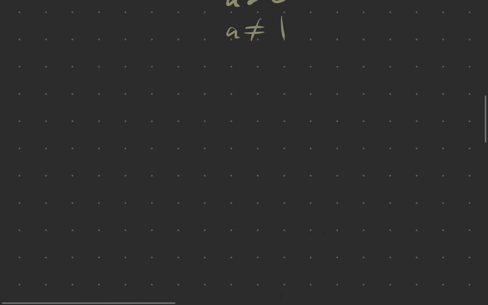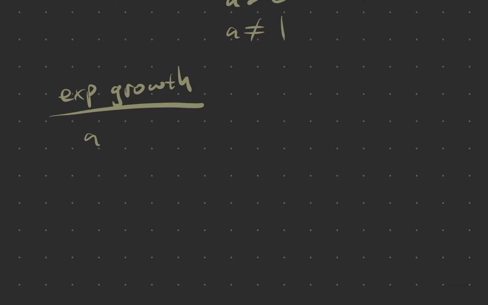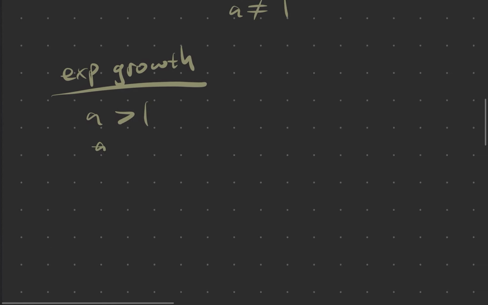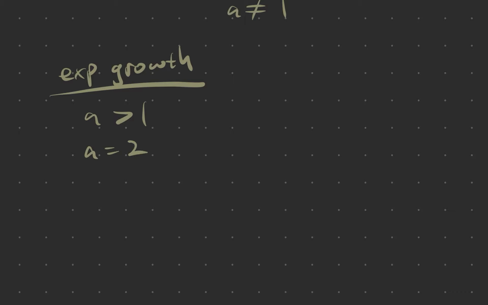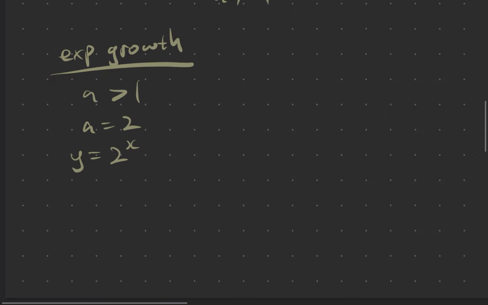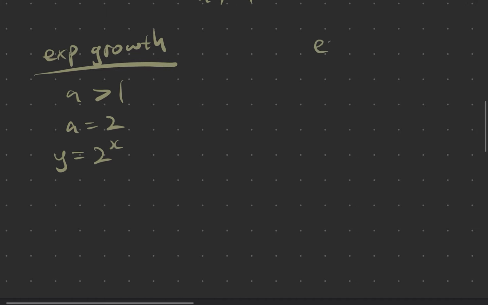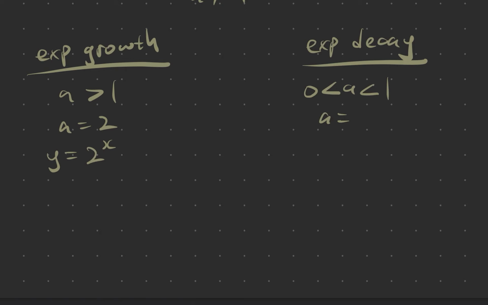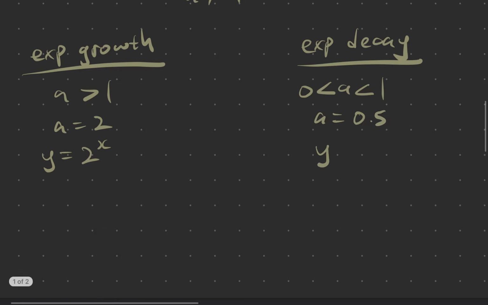So for an exponential growth to occur, your a has to be more than 1. Let's just make a equal to 2 for now, so I'll end up getting y equals 2 to the power of x. As for an exponential decay, my a has to be more than 0 but also less than 1. So I can just write a as 0.5 for example, so y equals 0.5 to the power of x.